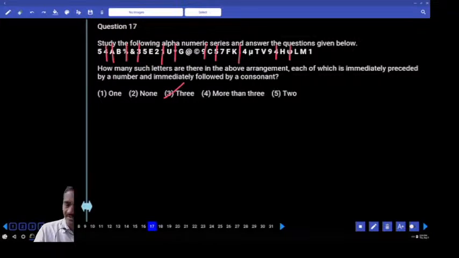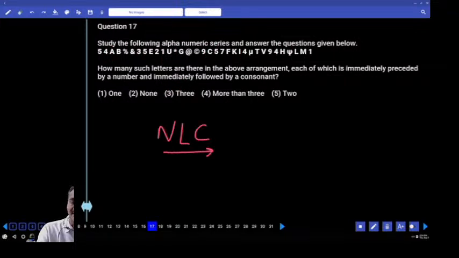Then 17th one, how many such letters are there, each of which is preceded by a number and followed by a consonant? Number, letter and a consonant. Number, letter and a consonant.